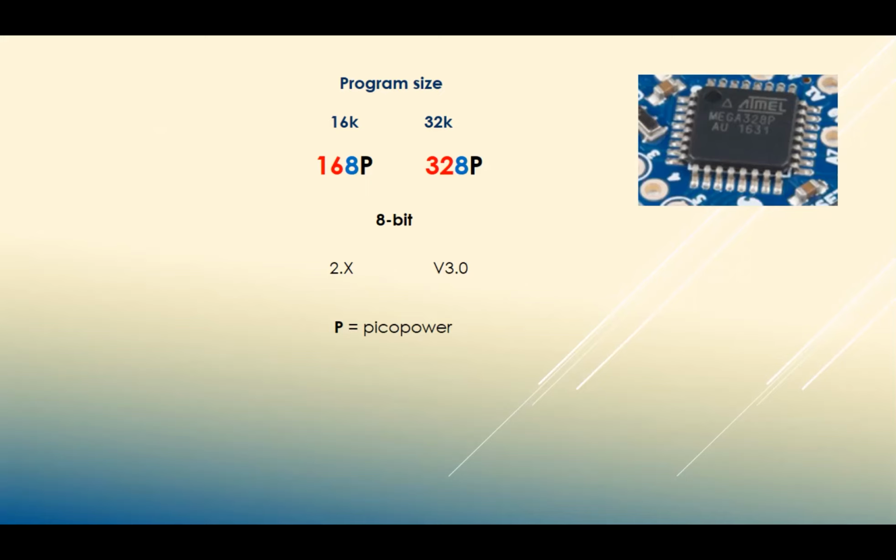Now, the version 2 and version 3, that's where they come in. Version 3 is talking about the 32K model. And the 2X, so it could be 20, 21 or whatever, is talking about the 16K model. That's why earlier it could say the 328 was version 2 compatible. It can do everything that the 168 can do and still have 16K of memory spare. That's the only difference.